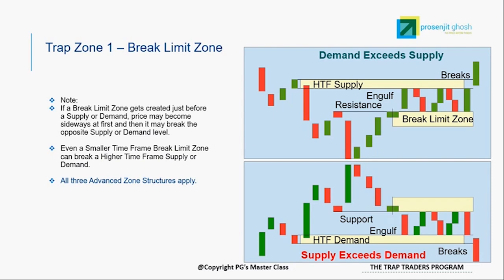So all three advanced price zone structures apply here as well, right? I am showing you that there is drop-based drop, but you need to consider all three: drop, gap, drop, overlapping wicks, drop. Yes, Richter, I am about to show you that.